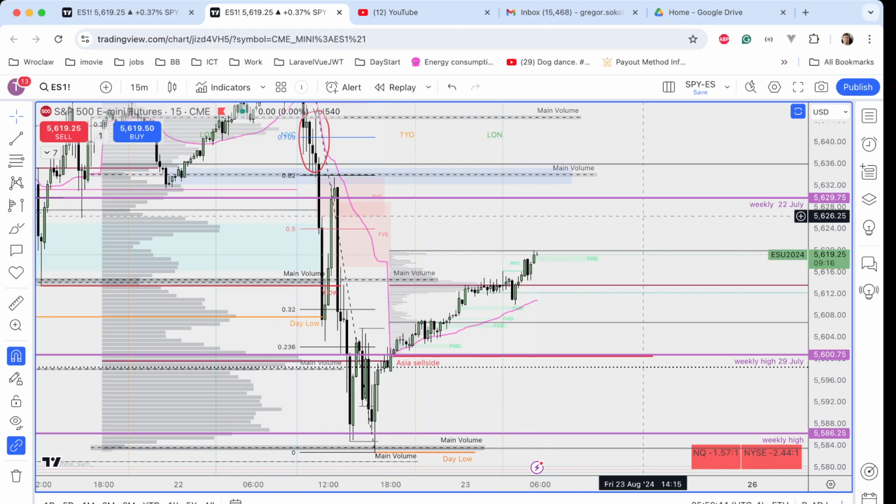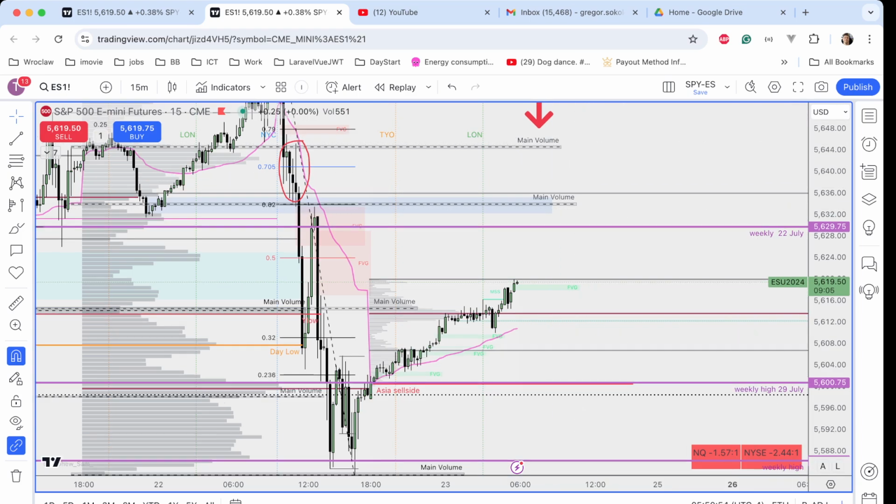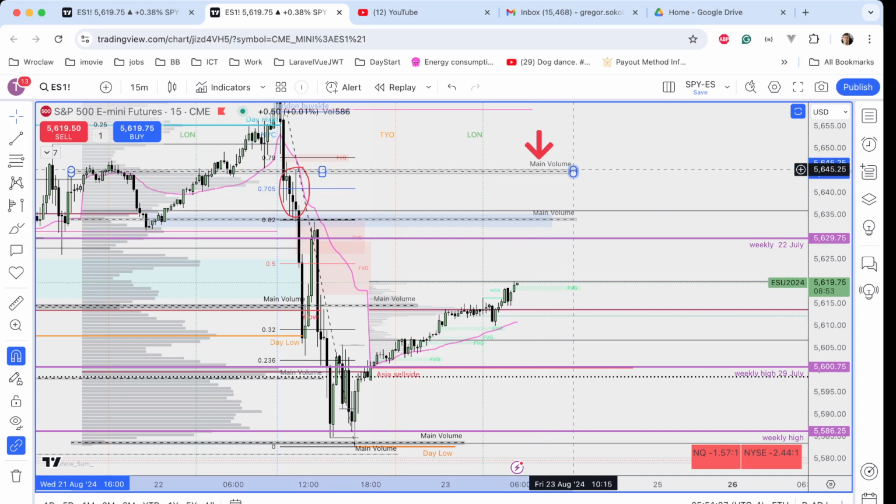Yeah, that's interesting. What they're gonna do, I think they're just gonna climb back up there. Probably here. We might get a push higher. We might not get it. But I'm just gonna wait for those levels and try to catch the trade of the day.